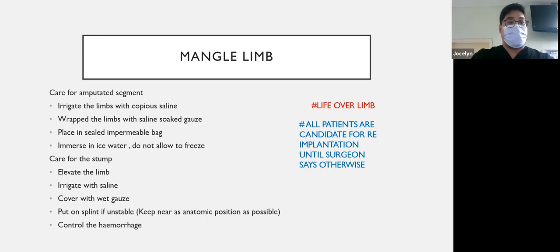Okay. Irrigate the limb with copious amount of saline, wrap the limb in saline soaked gauze, and also place it in a permeable bag. If you have already cut your leg, you care for the stump. Elevate the limb, irrigate with saline so that it's clean and covered with wet gauze. Put on a splint if unstable.